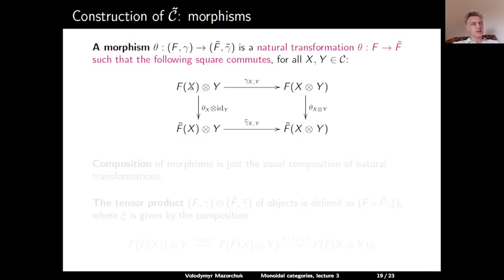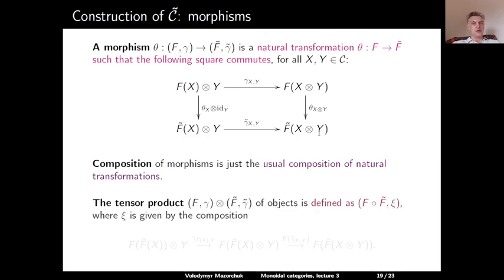Alternatively, starting from f of x tensored with y, we apply theta tensored with the identity to end up in f tilde of x tensored with y, and now we apply gamma tilde and we end up in f tilde of x tensor y. Composition of morphisms is just the usual composition of natural transformations. So now we want to turn C tilde into a tensor category.